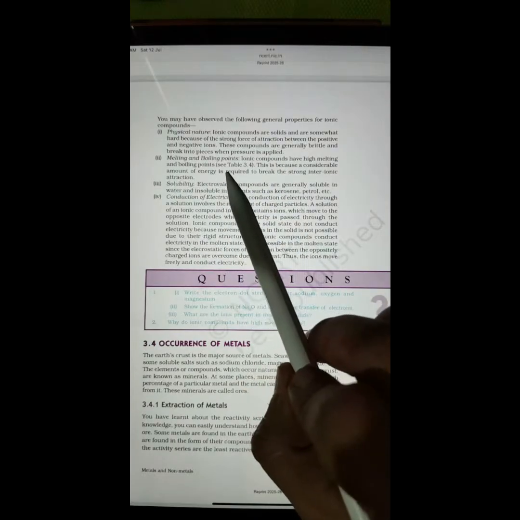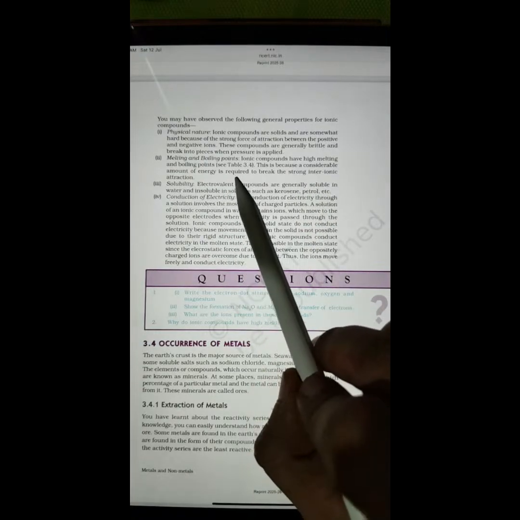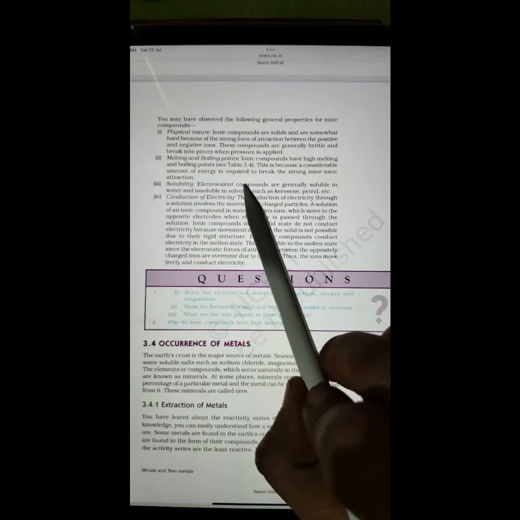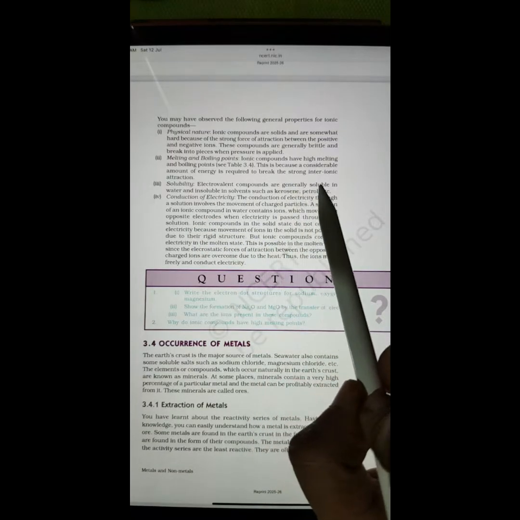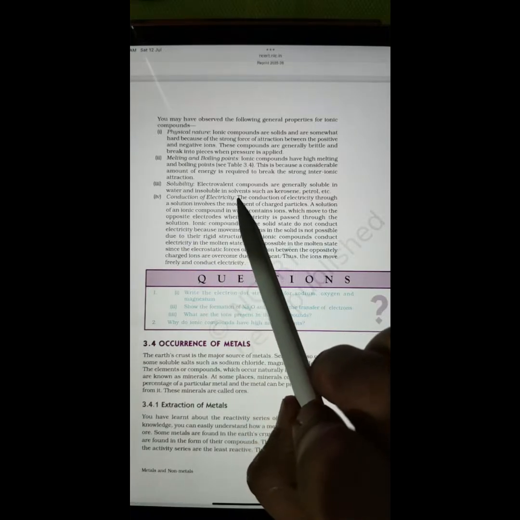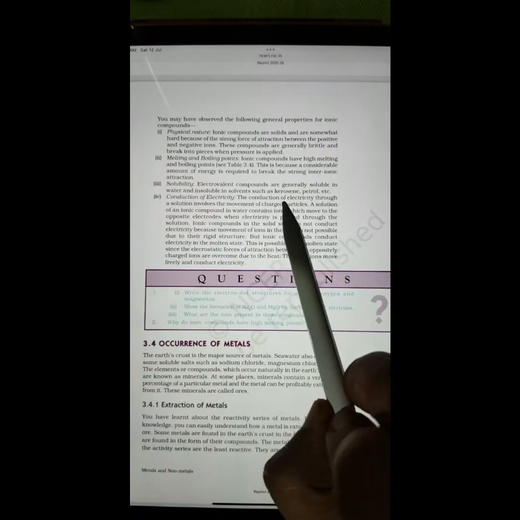2. Melting and boiling points. Ionic compounds have high melting and boiling points. See table 3.4. This is because a considerable amount of energy is required to break the strong inter-ionic attraction. 3. Solubility. Electrovalent compounds are generally soluble in water and insoluble in solvents like kerosene, petrol, etc.